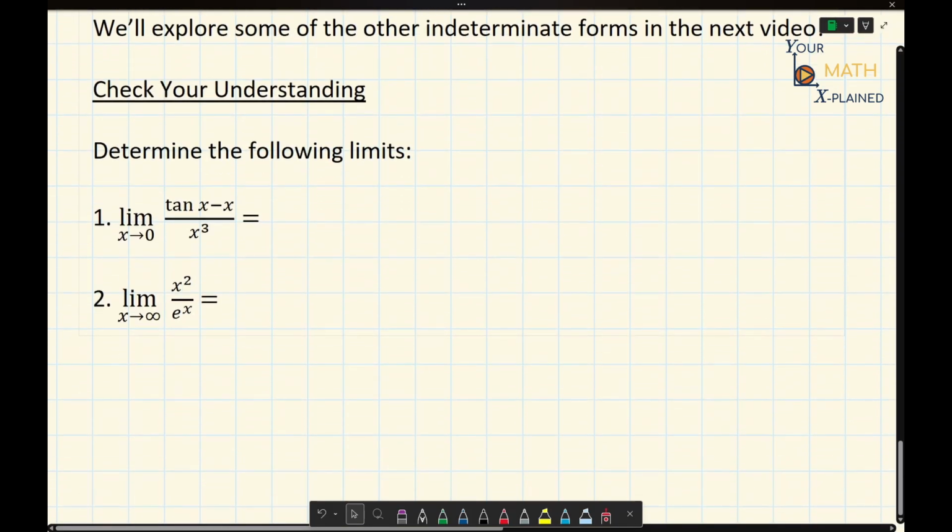And now it is your turn to give this a try. Can you determine the limits on the screen here?